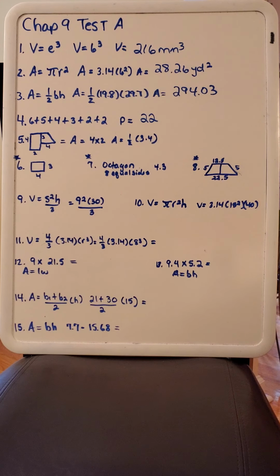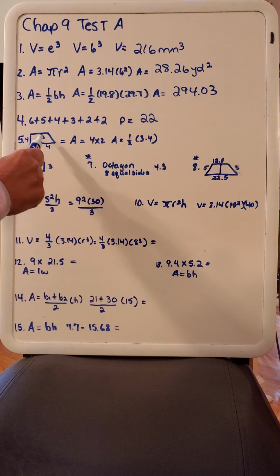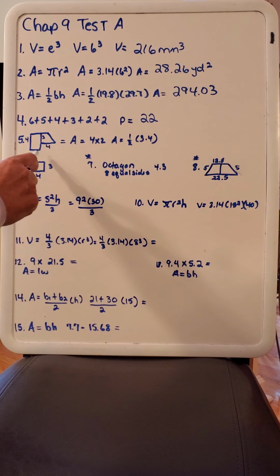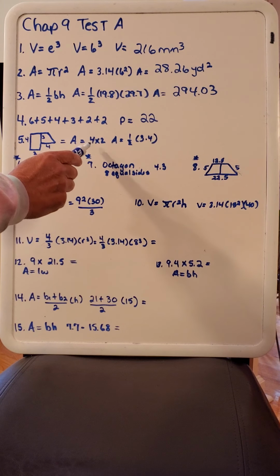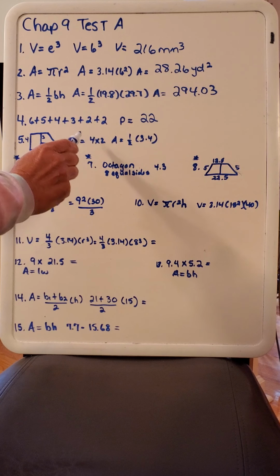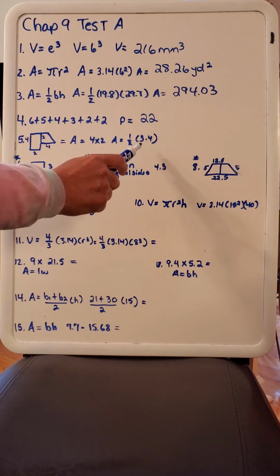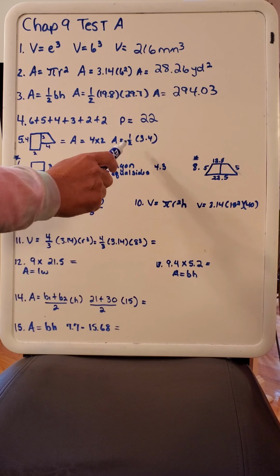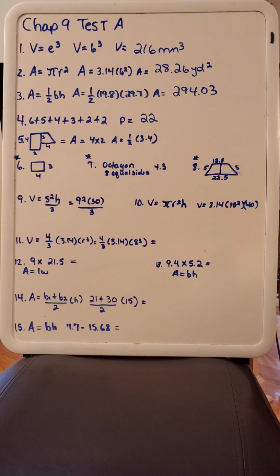Okay. Number 5 is to find the area of the figure shown. Okay, so I kind of drew it funny. It doesn't really look like a triangle here. It's got a flat edge, but so I drew the line here, and I have a rectangle and a triangle. So for the rectangle, it's 4 times 2, which is 8, and then for the triangle, it'll be 3 times 4 is 12. Then half of 12 is 6, and then we add the 2 together, and that is going to be 14.